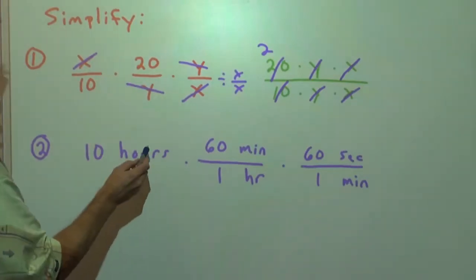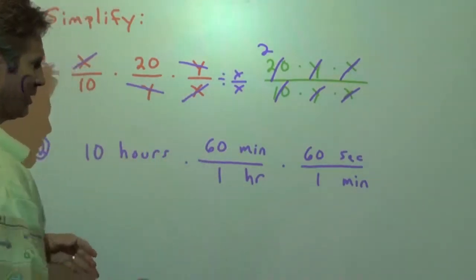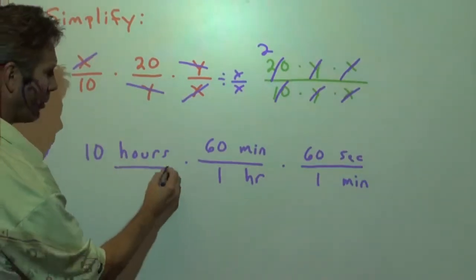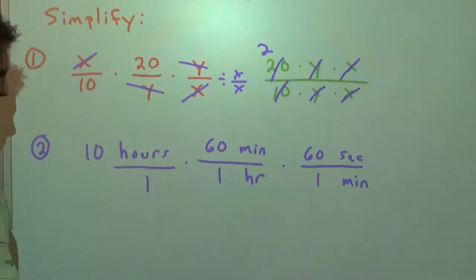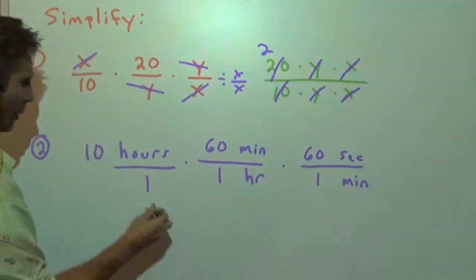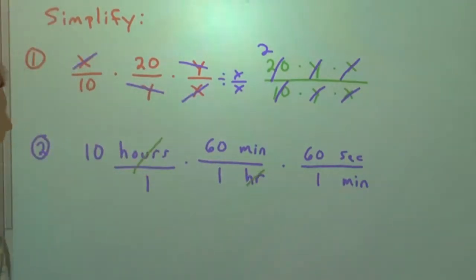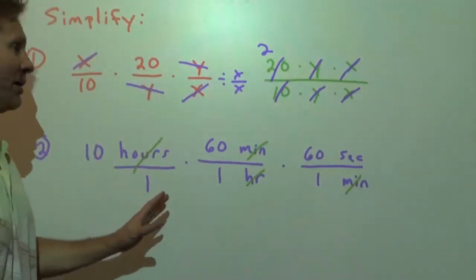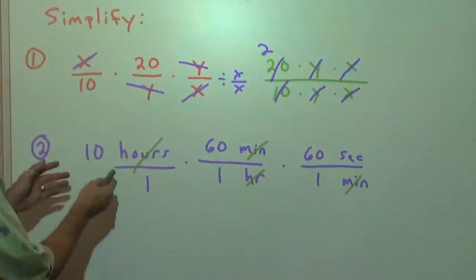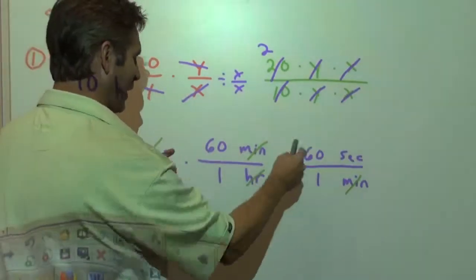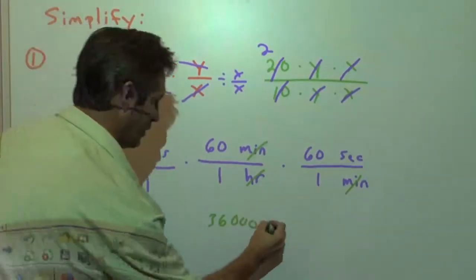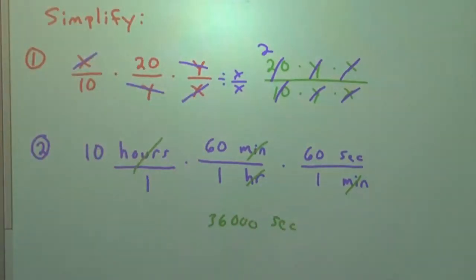Hey, what we're going to do is 10 hours times this times this. Oh, you know what? We get to cancel units. There's an hour up in the numerator and there's an hour in the denominator. Those can cancel. An hour divided by an hour is 1. A minute divided by a minute is 1. And all we're left with is seconds. And so we multiply 10 times 60 times 60, and we get, what do we get? 36,000 seconds.